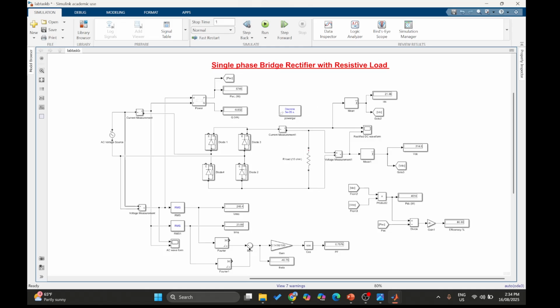Now at the load side, what we are getting is a DC voltage, current and power. But before going to the load side, I will show you the AC waveform at the input.